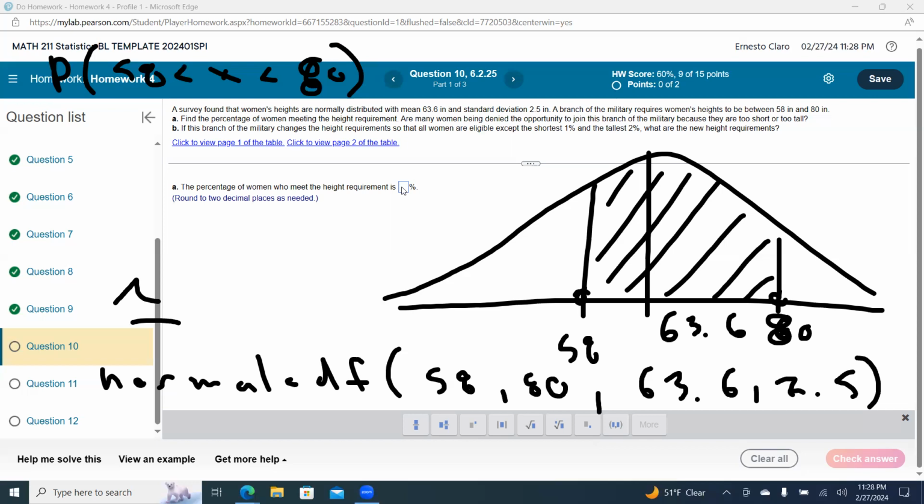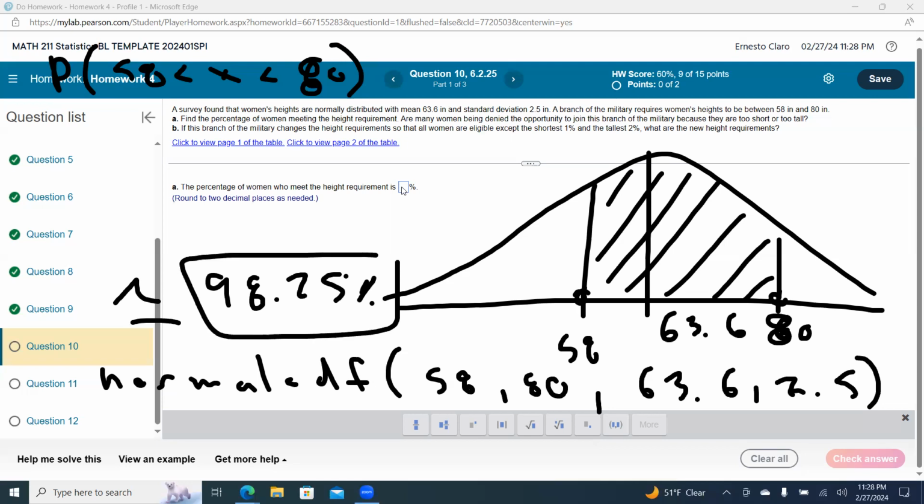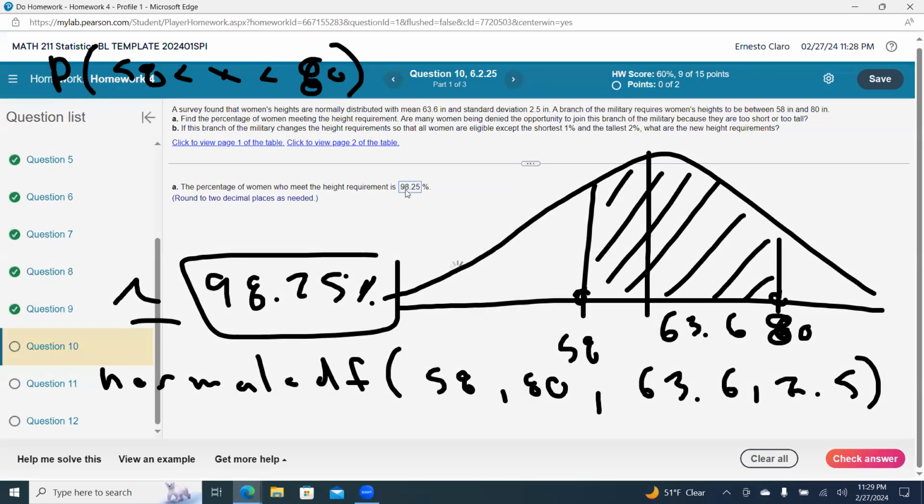So 4 decimal places, or we do it as a percent. Obviously, things come out as a decimal. As a percent to 2 places, I get 98.75. Hopefully we understand for percent, just carry the decimal 2 places. Okay, good. So there's less than 2% that are denied, a lower than 2% chance. So 98.75% of them meet the height requirement, rounded to 2 decimal places as needed.